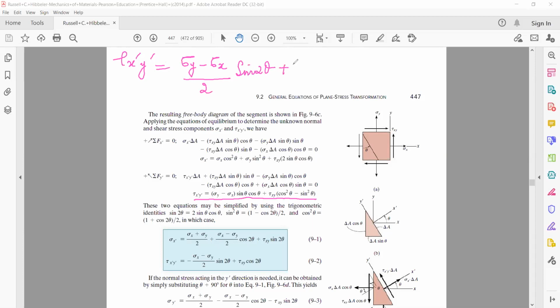Plus tau xy, you have cos square theta minus sine square theta. We can write cos square theta as 1 plus cos 2 theta divided by 2, minus sine square theta, which you can write as 1 minus cos 2 theta divided by 2. Any problem? Okay. So what will cancel? Cos 2 theta by 2 and cos 2 theta by 2 will cancel. Okay. So what will you get?